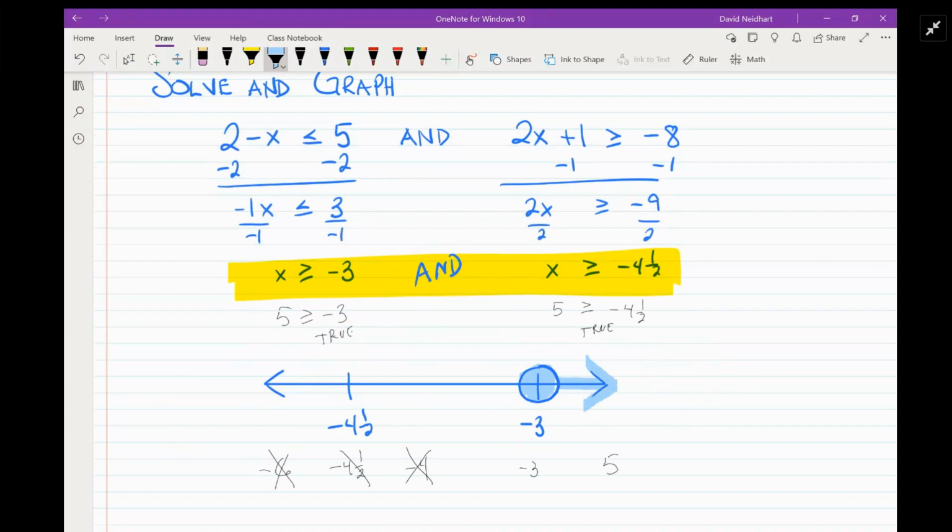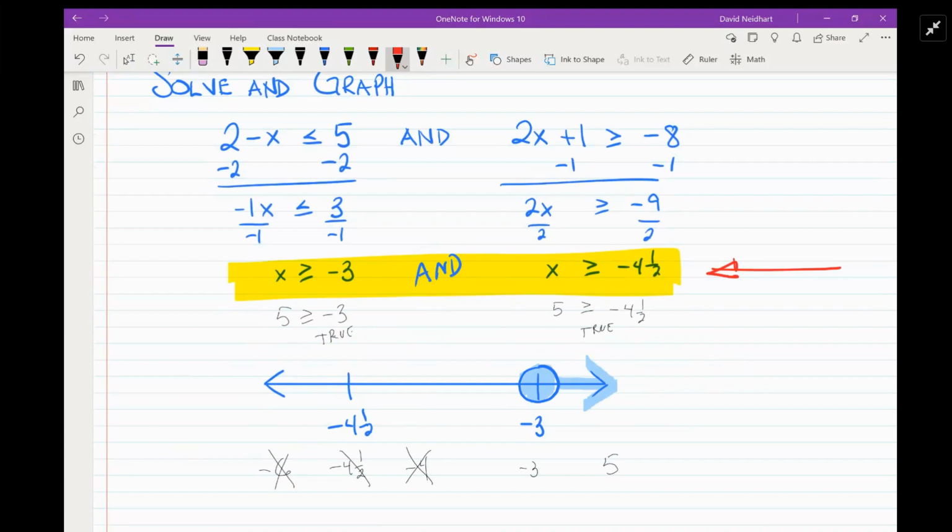Now we have 2 parts to this answer. One was the actual inequalities solved out, and we had 2 parts to that answer, that x was greater than or equal to -3, and x is greater than or equal to -4.5.